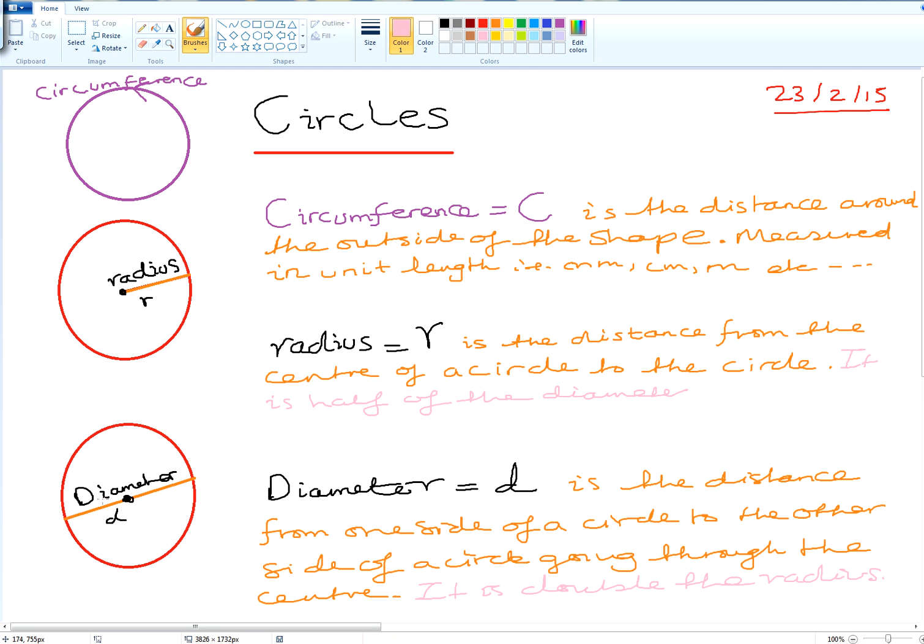We're just defining the names that we have for different parts of the circle. Hopefully everybody's copied this down. What we're going to do now is go into some of the formulas that link these together. So I'm just going to get to a new page.